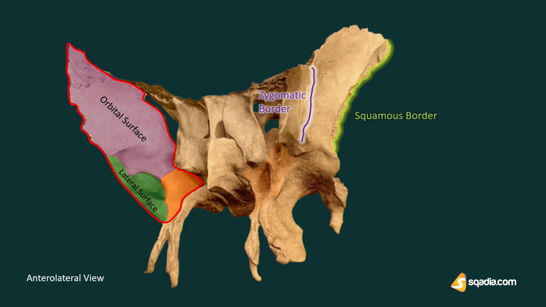Thirdly, it builds a posterior medial border, which we call the frontal border. And at last, we have the parietal border, which is made superiorly with the parietal bone. So now we'll move on to the lesser wing of the sphenoid bone.